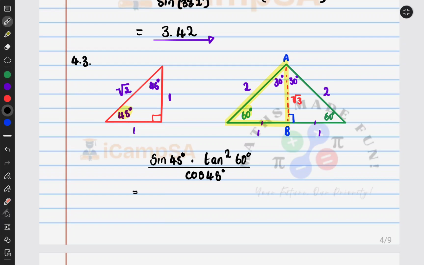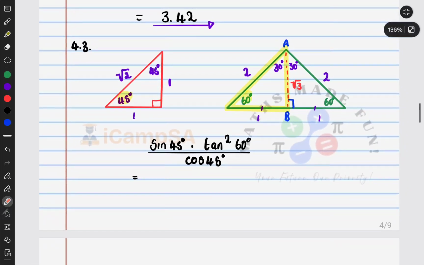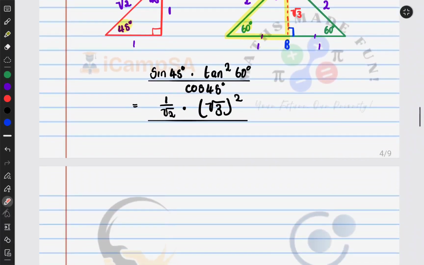This is equal to, what is sine 45? Sine 45 is opposite over the hypotenuse. Coming to the triangle that has a 45 degree angle, opposite over hypotenuse is 1 over root 2. So we have 1 over root 2 multiplied by tan 60. What is tan 60? Tan 60 is opposite over adjacent, which is root 3 over 1. So it's root 3 squared, divided by cos 45. Cos 45 is adjacent over hypotenuse, so once again we have 1 over root 2.